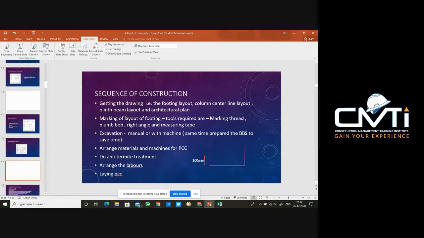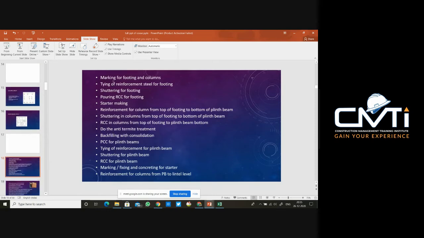Then we have to arrange for the labor also. Then we have to lay the PCC that I have told. Then after laying the PCC, we have to start marking the footing and the column over this PCC. Then we start tying the reinforcement for the footing. Then we do the shuttering for the footing. Then we pour the RCC for the footing.